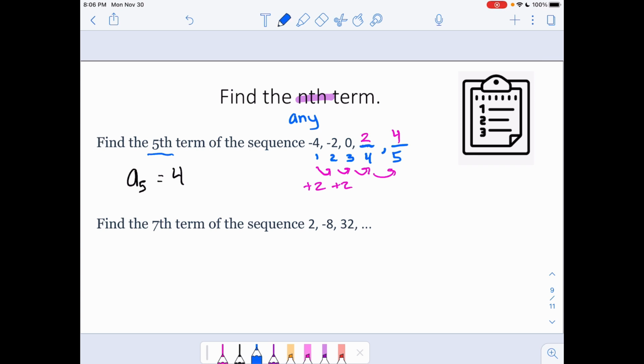The next one's a little more challenging. Find the seventh term of the sequence. Well, it gave me the first, second, and third term, so I just need to continue the pattern a couple more times to find the fourth term, fifth term, sixth term, and then over here the seventh term. So let me identify the pattern. It looks like I'm multiplying by -4. So if that pattern continues, we should be able to find our seventh number.